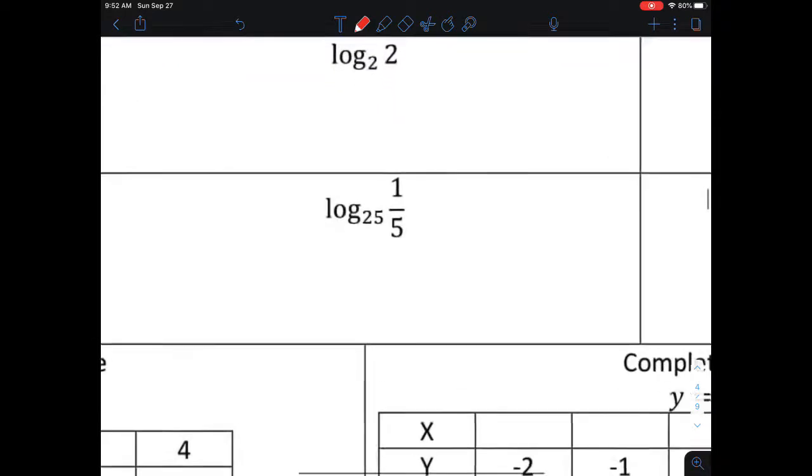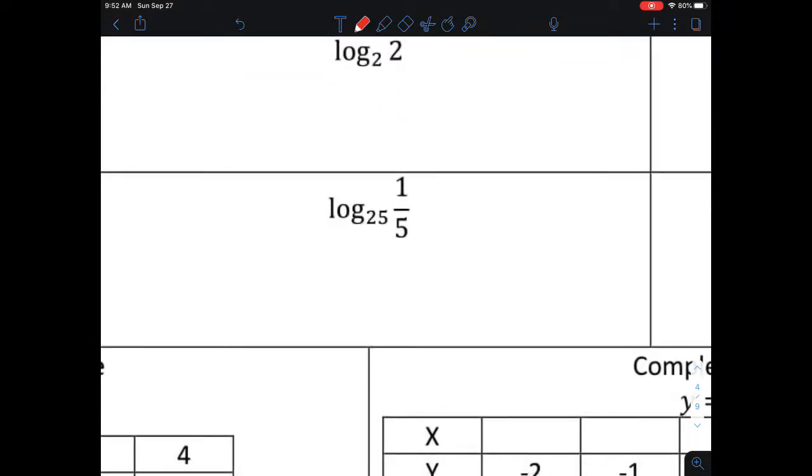Now let's look at log base 2 of 2. So this one has a base. I want to know, what does this equal here? So take the base of the log, raise it to that power. So 2 to the what power equals the inside? Well, that's going to be 1. So log base 2 of 2 is equal to 1.